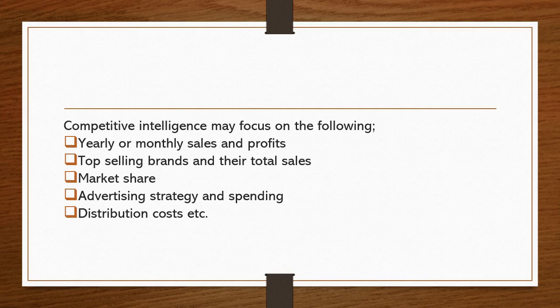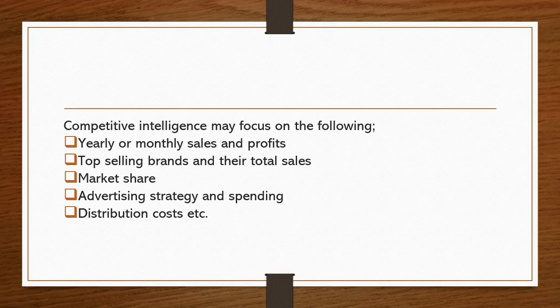Okay, so when carrying out competitor intelligence, we may focus on the following information. One, yearly or monthly sales and profits. So if there is a competitor, another company may wish to know the monthly sales and the profits generated by the competing company, and then the top selling brands and their total sales.